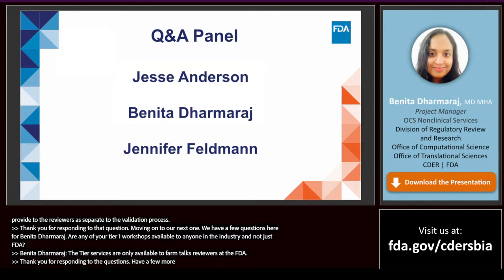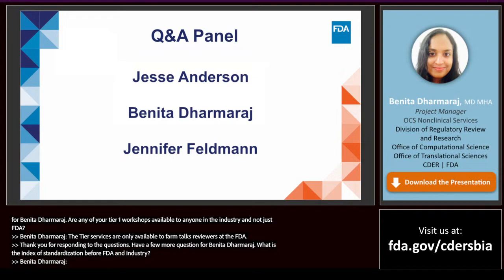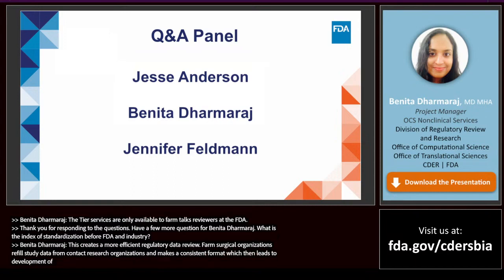What is the impact of SEND standardization for FDA and industry? This creates a more efficient regulatory data review. Pharmaceutical organizations receive study data from contract research organizations in a consistent format, which then leads to development of tools that facilitate within and cross-study data summarizations, analysis, and visualizations.